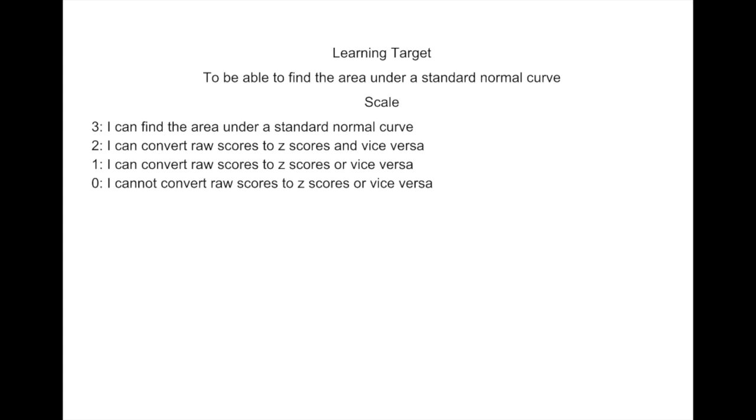The learning target for today is to be able to find the area under a standard normal curve. You're a 3 if you can find the area under a standard normal curve. You're a 2 if you can convert raw scores to z-scores and vice versa. You're a 1 if you can convert raw scores to z-scores or vice versa. Or you're a 0 if you cannot convert raw scores to z-scores or vice versa. Let's get started.